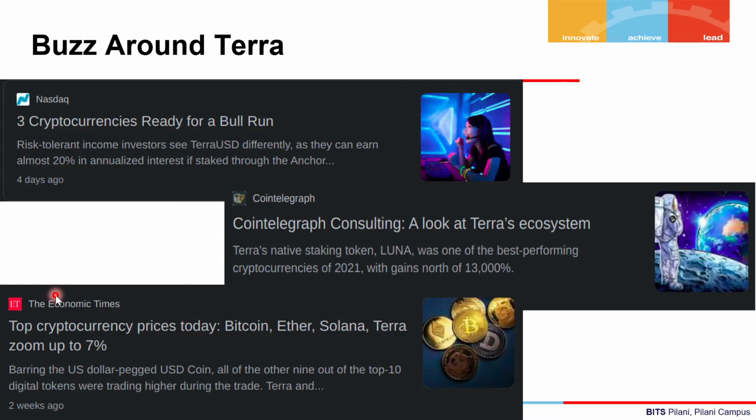So, of recently, Terra has been in the news articles a lot. If I go through a couple of news articles right over here, we see that it is one of the three cryptocurrencies which is proclaimed to be ready for a bull run. Its native staking token Luna was one of the best performing cryptocurrencies of 2021. Along with that, Terra is one of the few cryptocurrencies like Bitcoin, Ether, and Solana, whose prices are increasing up to 7%.